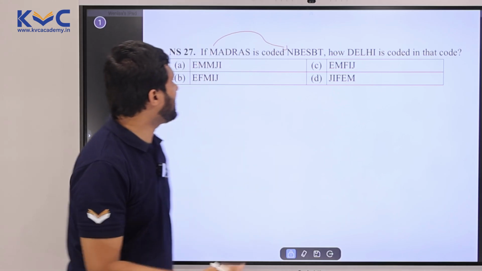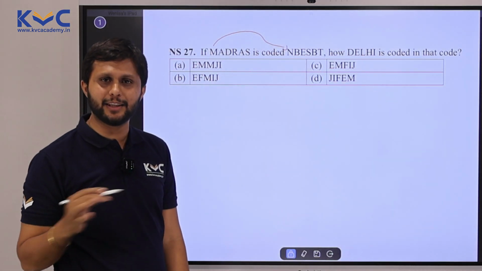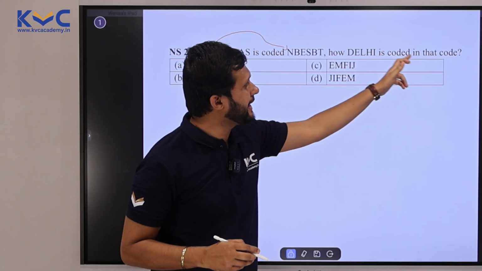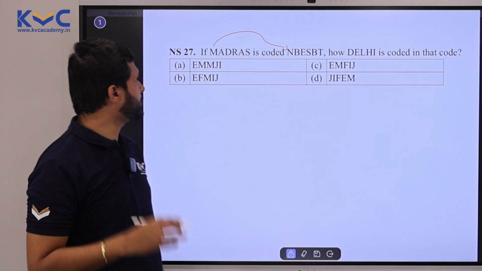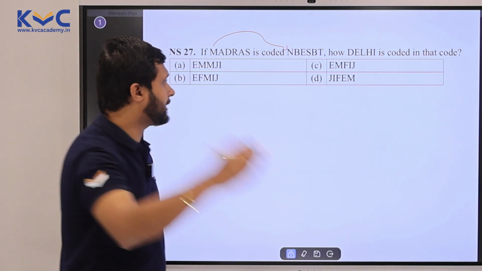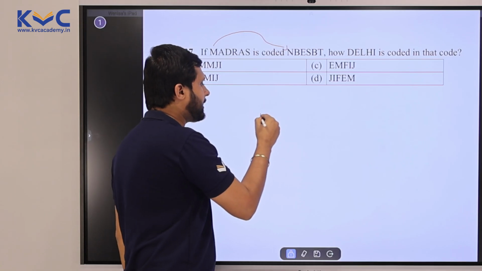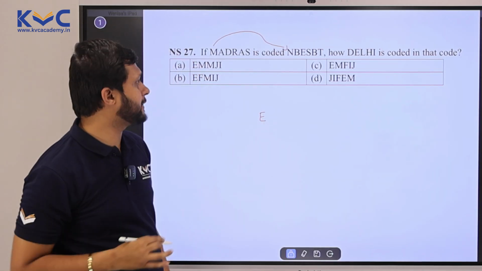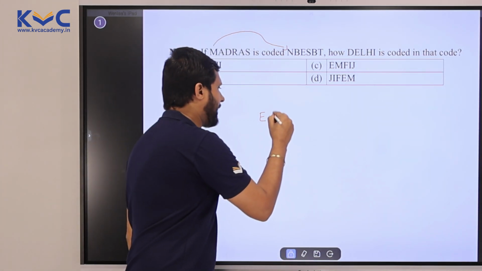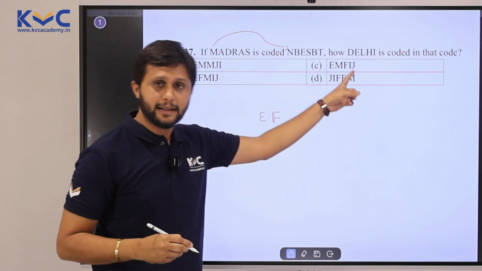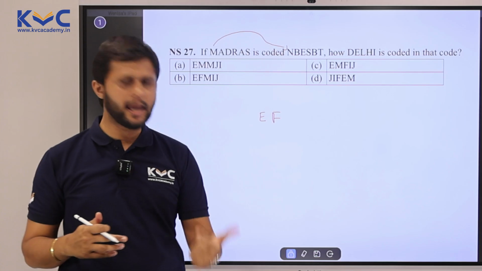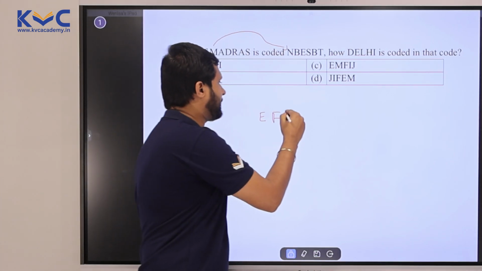So if you see, it is the immediate next letter that we see in the code. For Delhi, how is Delhi coded in that code? Should we take the next letter or the previous letter? Yes, we should take the next letter. So from D, the next letter will be E, correct? E comes after D. For E, what comes after E? E, F, correct. Then we have L. What comes after L? J, K, L, M. M comes after L.